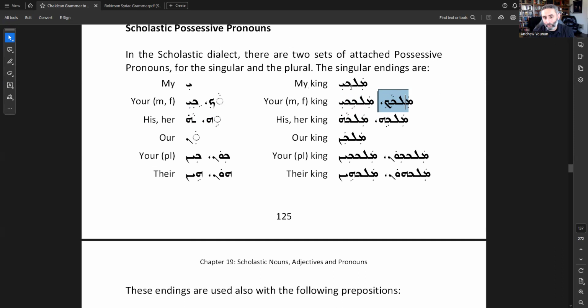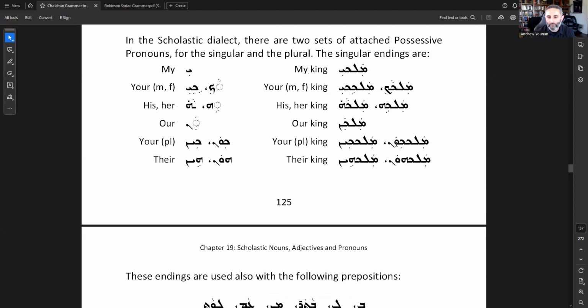So melk or melki, melkach, melkech or melkechi. Then it's just like the vernacular: melkeh, melkah, his king, her king. Melkan, exactly like spoken dialects, our king. Melkchon, similar, we would say melkochon, but melkchon, pretty close, your plural king. Melkhen, this is new, there's an invisible vowel here that was lost in the printing. Melkon, melkhen, your king masculine when you're speaking to a group of males. Melkhen, when you're speaking to a group of females, your king.